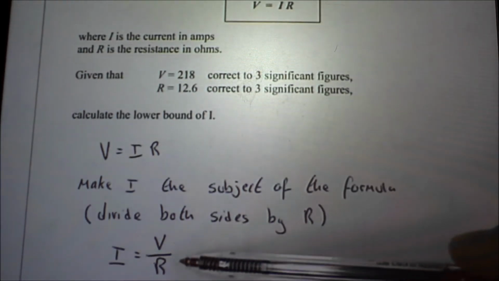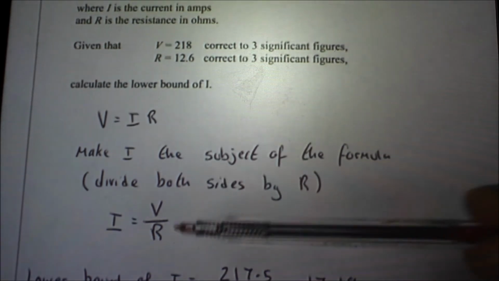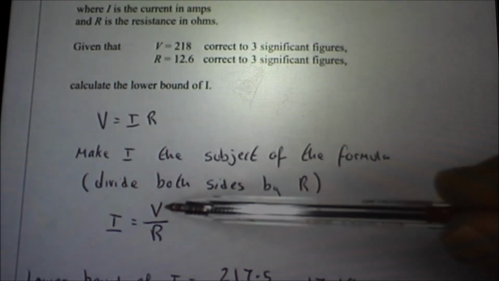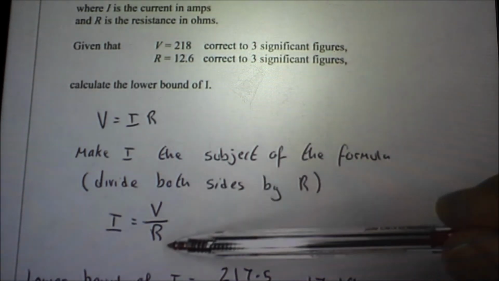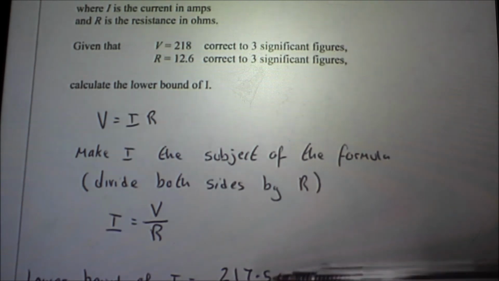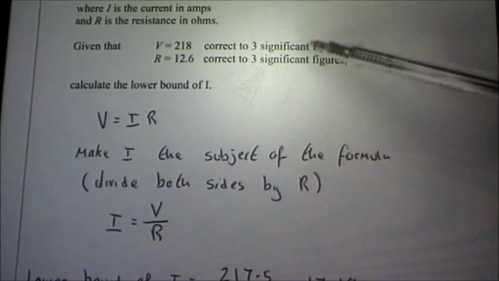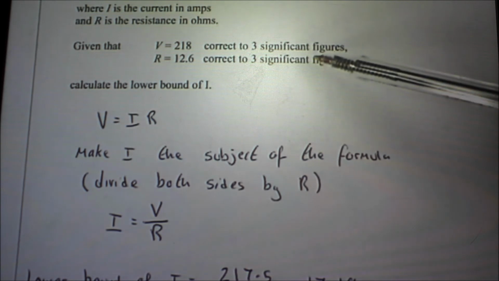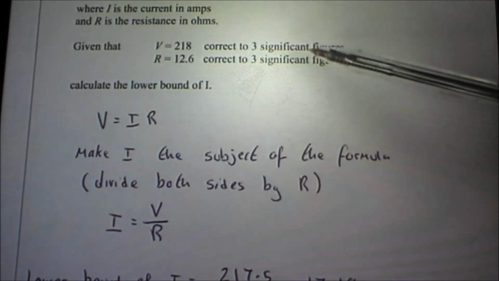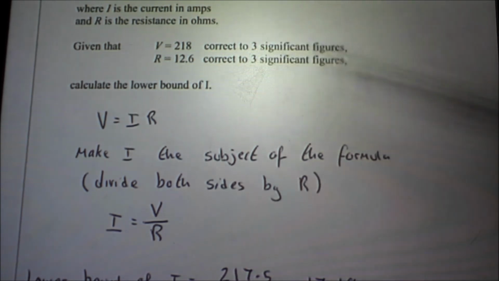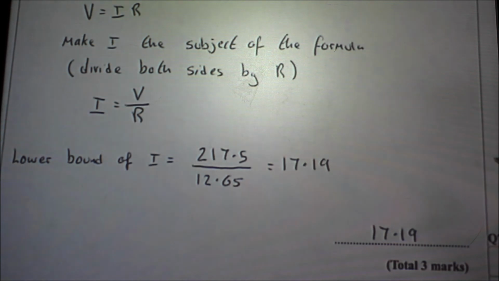If you want I to be the lowest, you've got to have the lowest it can be. V needs to be the lowest, and R needs to be quite high. So the lowest V could possibly be is 217.5 because it's to three significant figures, and the highest this could be is 12.65 with three. So work that out and you get 17.19, and that's your work on bounds.